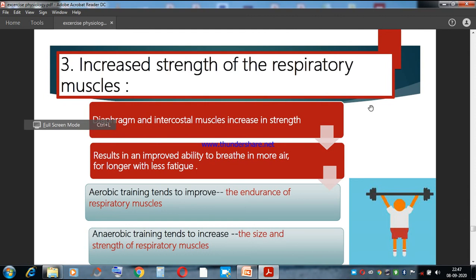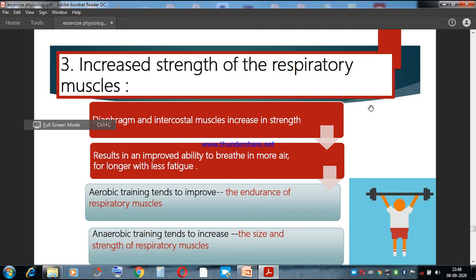Increased strength of respiratory muscle is also a long-term effect. Diaphragm and intercostal muscle increase in strength, resulting in an improved ability to breathe in more air for longer with less fatigue. Aerobic training tends to improve the endurance, or you can say strength, of the respiratory muscles. So when we do aerobic training, that will increase the strength of the respiratory muscles, so that you have an improved ability to breathe in more air for a longer time with less fatigue.